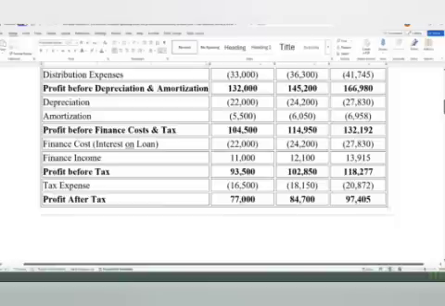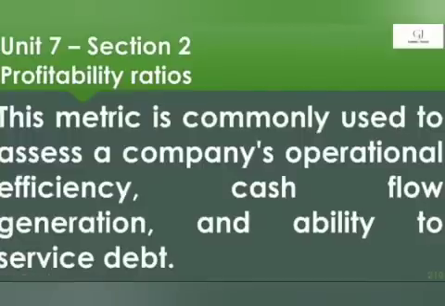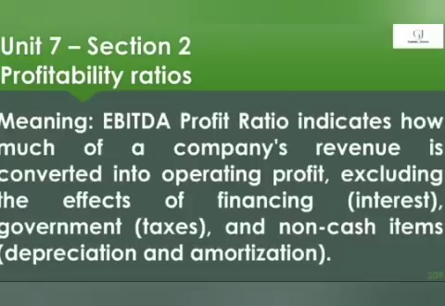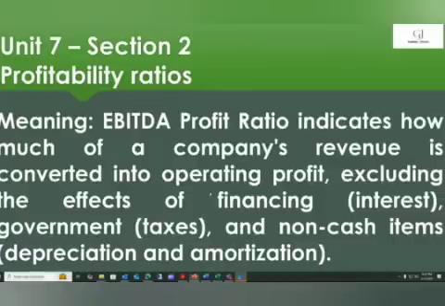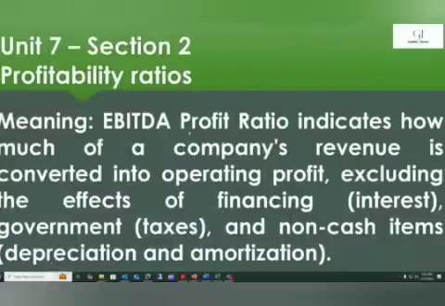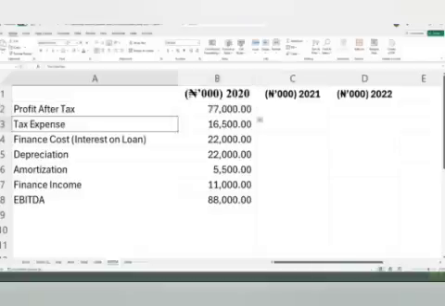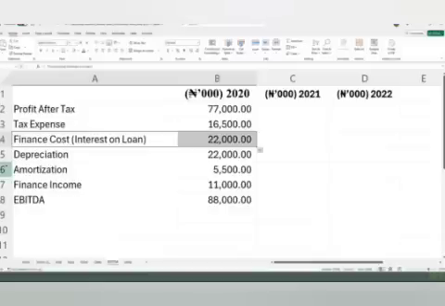So the EBITDA is trying to measure the direct operational efficiency and cash flow generation of the business, excluding any effects of financing, government, and non-cash items or non-cash movements. So that's what it's all about. So I started the calculation by saying that I'll add back my profit after tax. I'll pick profit after tax as the first item. Then I'll add back tax expenses, add back finance cost, add back depreciation, all the costs that I have no control over, I'll add them back.